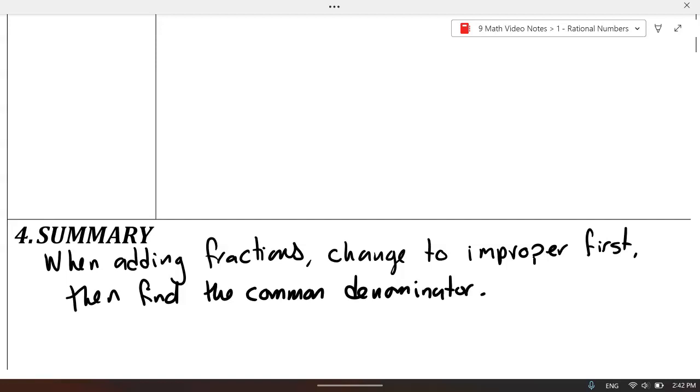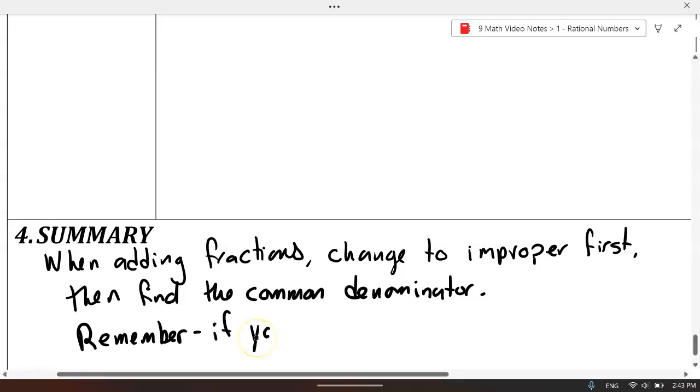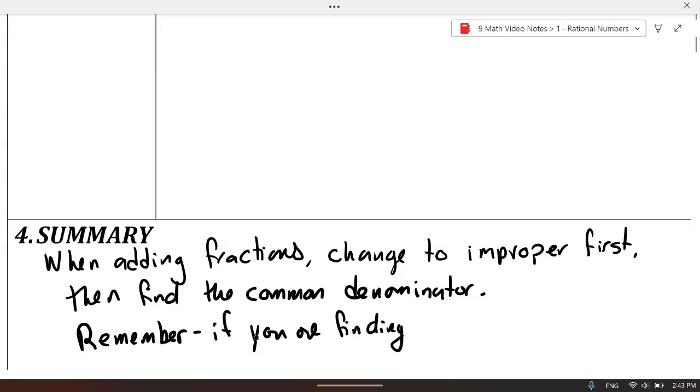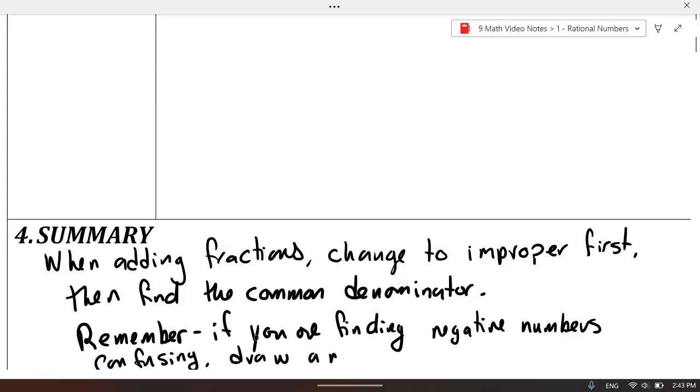Remember, if you're finding negative numbers confusing, this is just a secondary thing. Remember, draw a number line. There is no shame in that whatsoever.